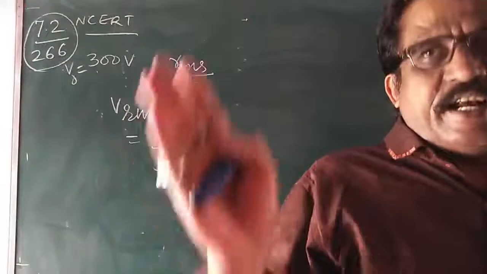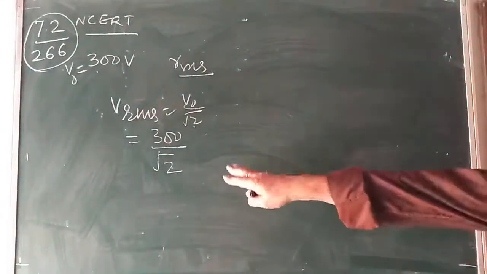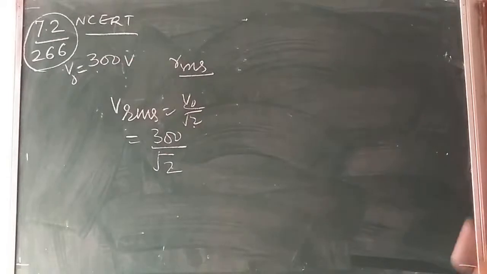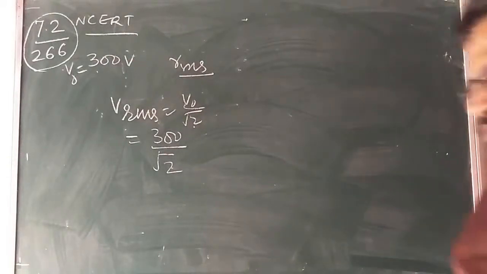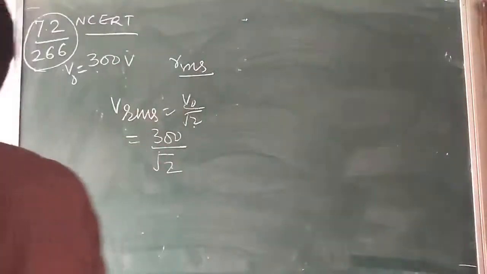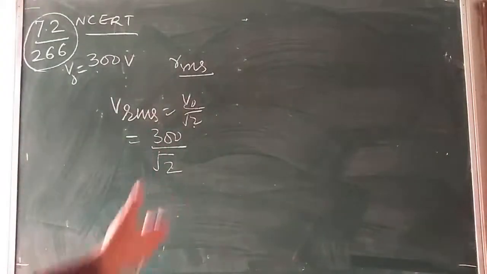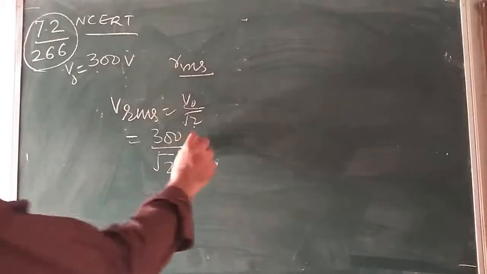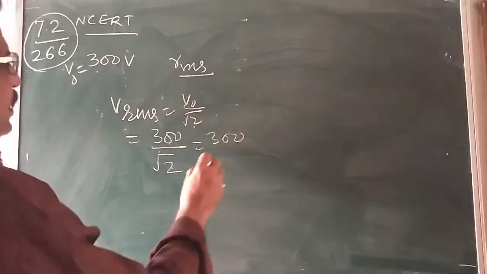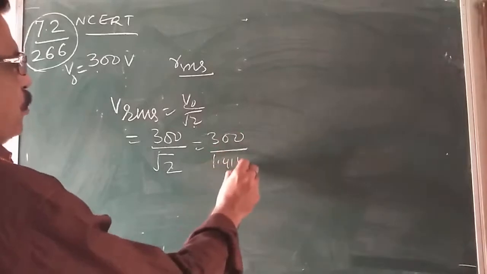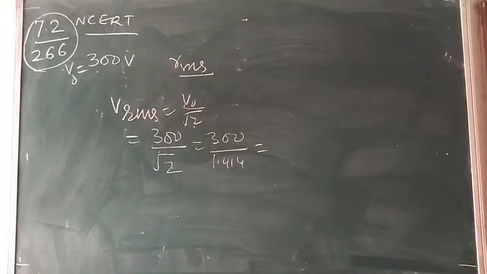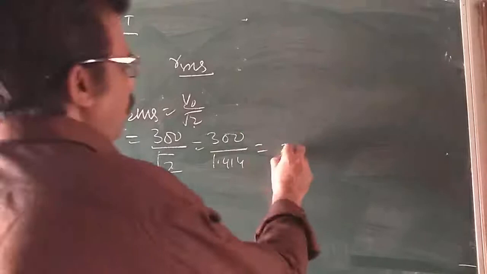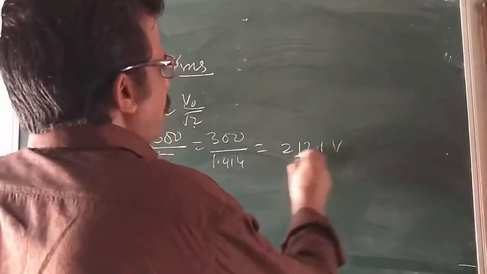So I can write 300 divided by root 2. What is the value of root 2? Everybody knows. Yes sir, I know. The value of root 2 is 1.414. Always remember root 2, root 3, root 5 values; you must know. So we can solve the problem easily. 300 divided by 1.414, you can solve it and get the answer around 212.1 volt.